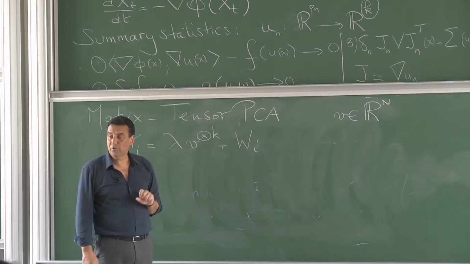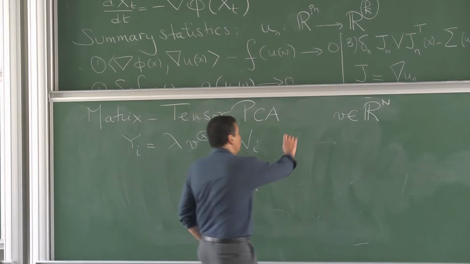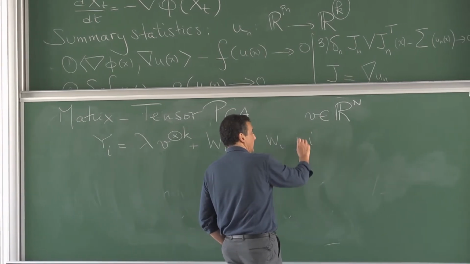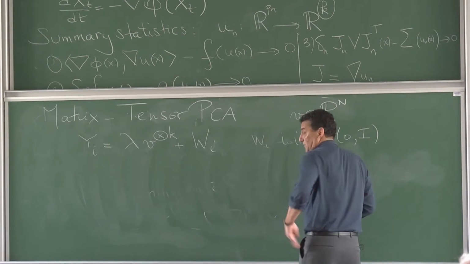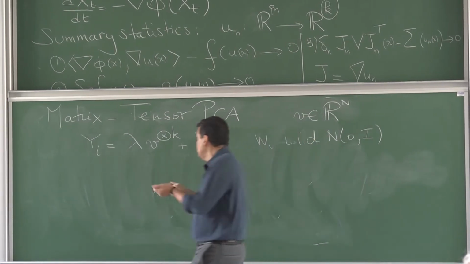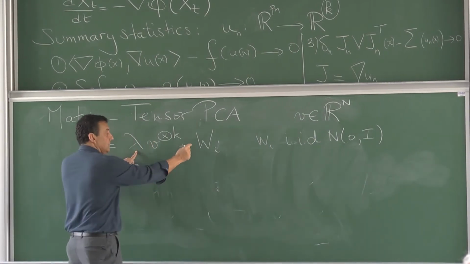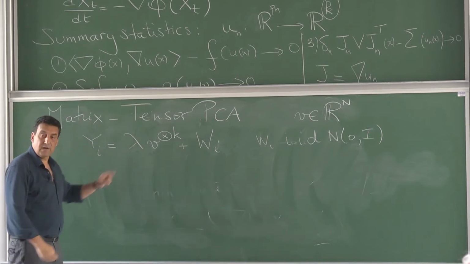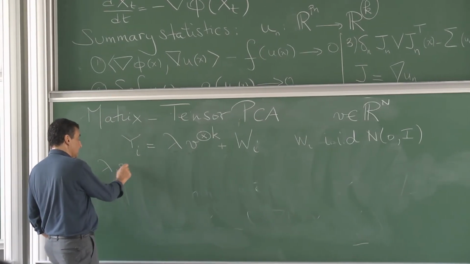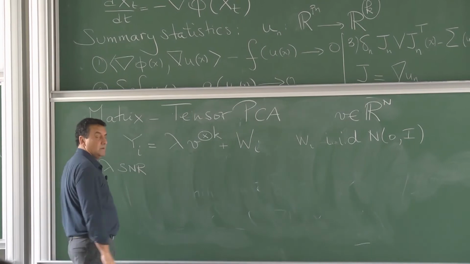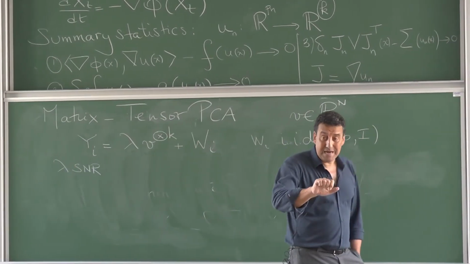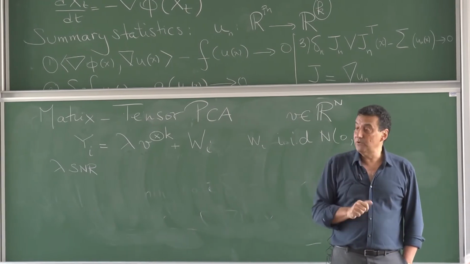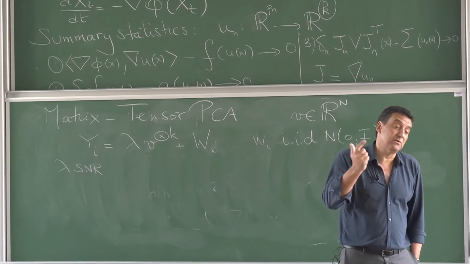So you assume that the WIs are IID Gaussian. So I could put a variance here to have a small variance, a small noise, but instead of putting a number here, I put it there, so that the lambda now becomes the signal to noise ratio. So when lambda is large, you have a lot of signal, it should be easier to find a thing. When lambda is small, when lambda is 0, you cannot find anything.